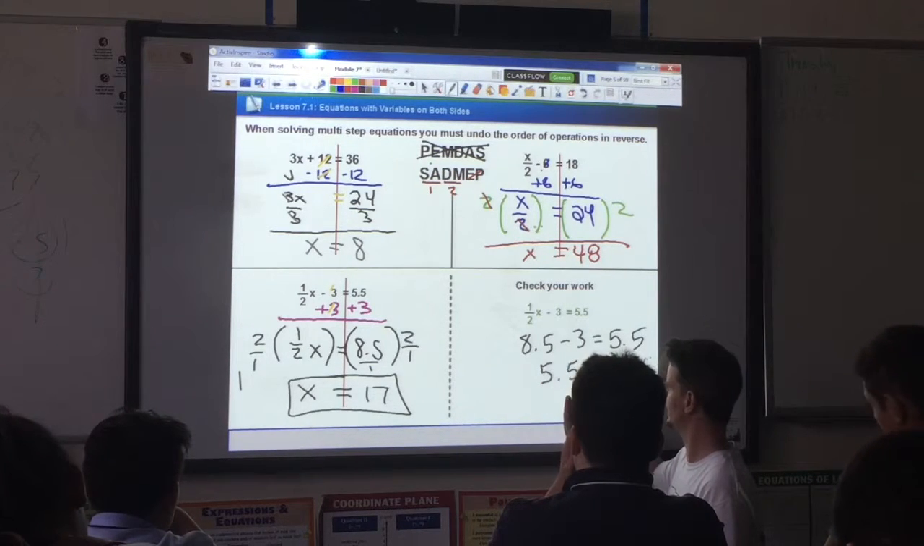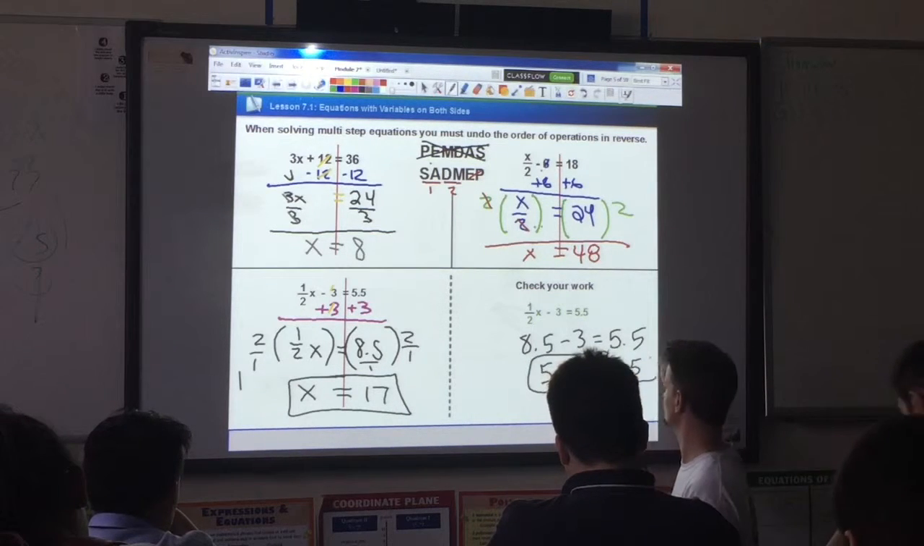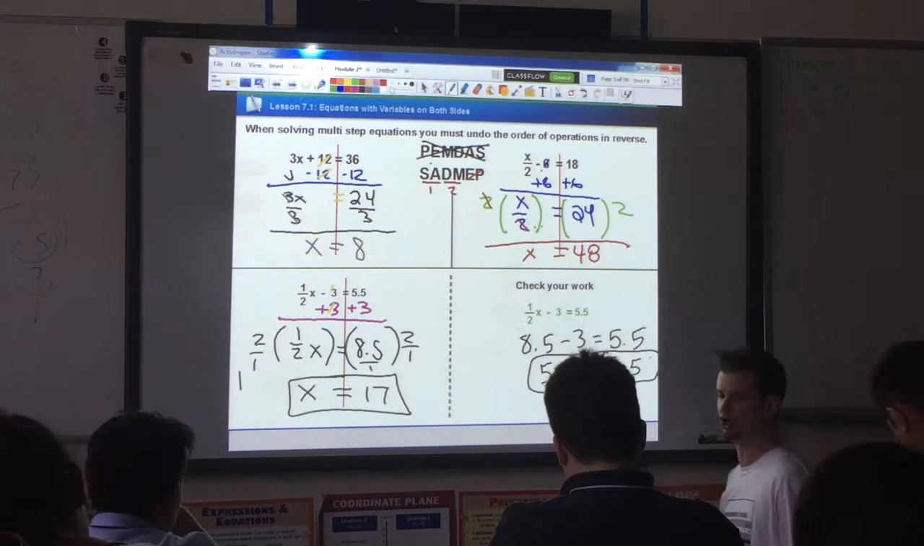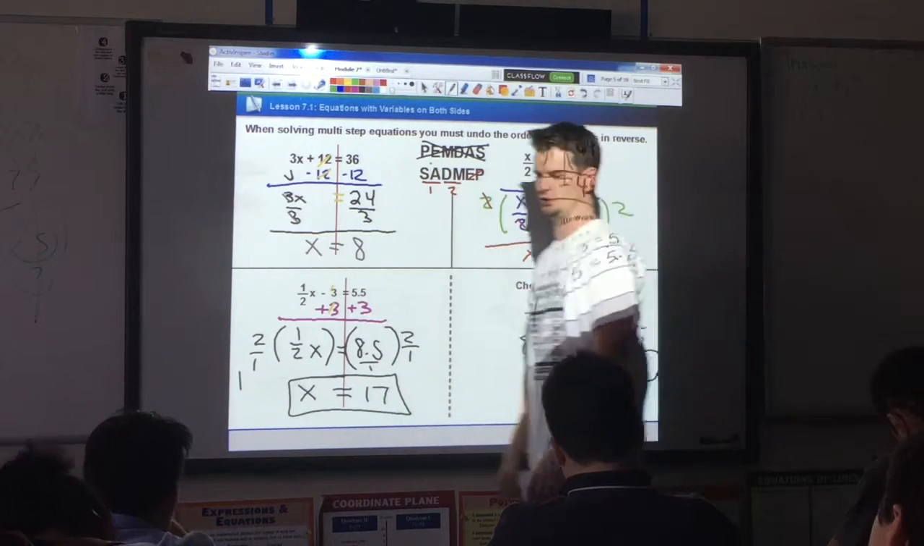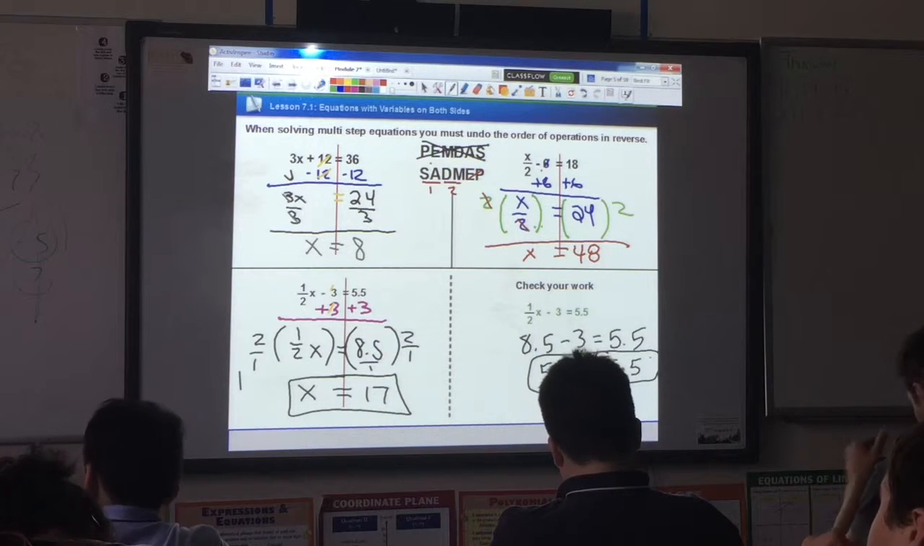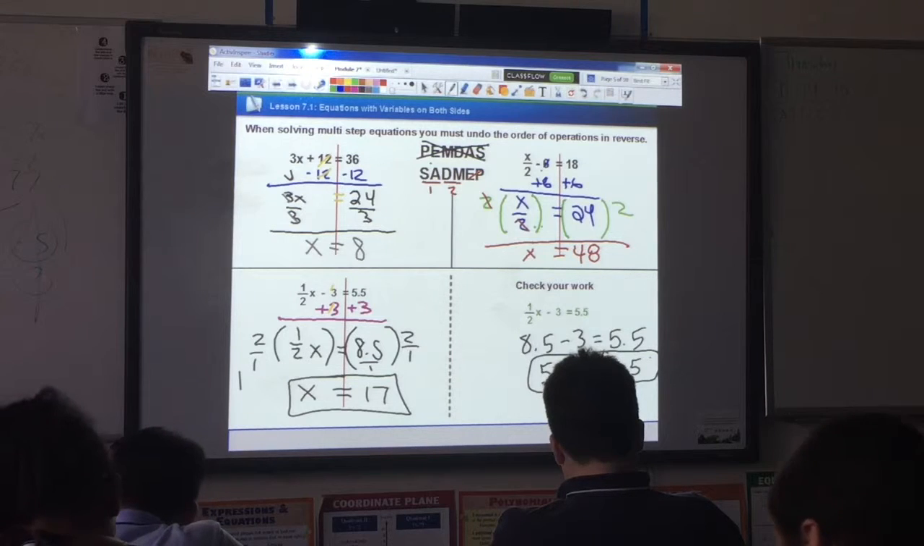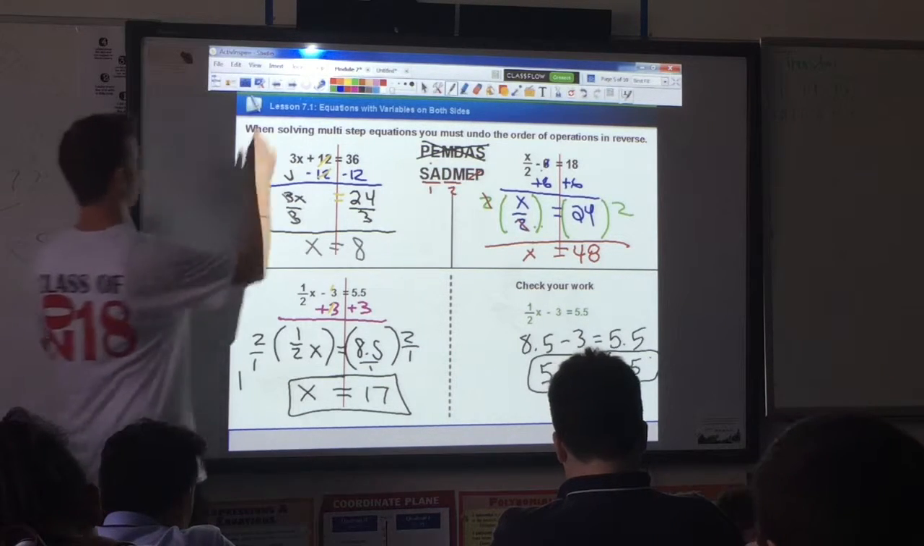5.5 equals 5.5. Is that a true statement? Yes, that is a true statement. That is in fact a good, delicious solution. Any questions on this? Any questions on this at all? No? Okay.